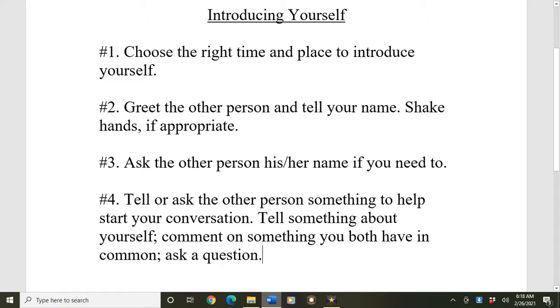So tell or ask the other person something to help start your conversation: tell something about yourself, comment on something you both have in common, or ask a question. Get that conversation moving, get that person talking to you, and get this introduction out of the way.